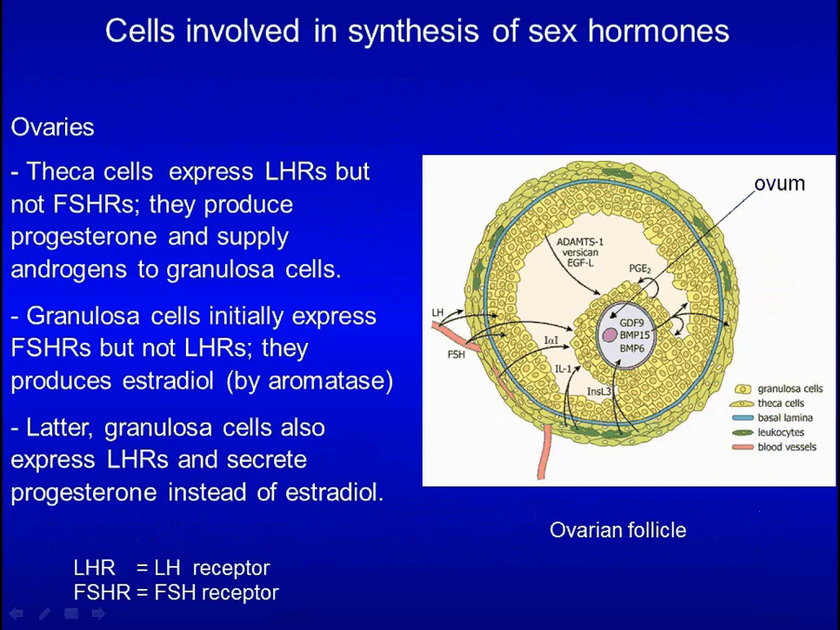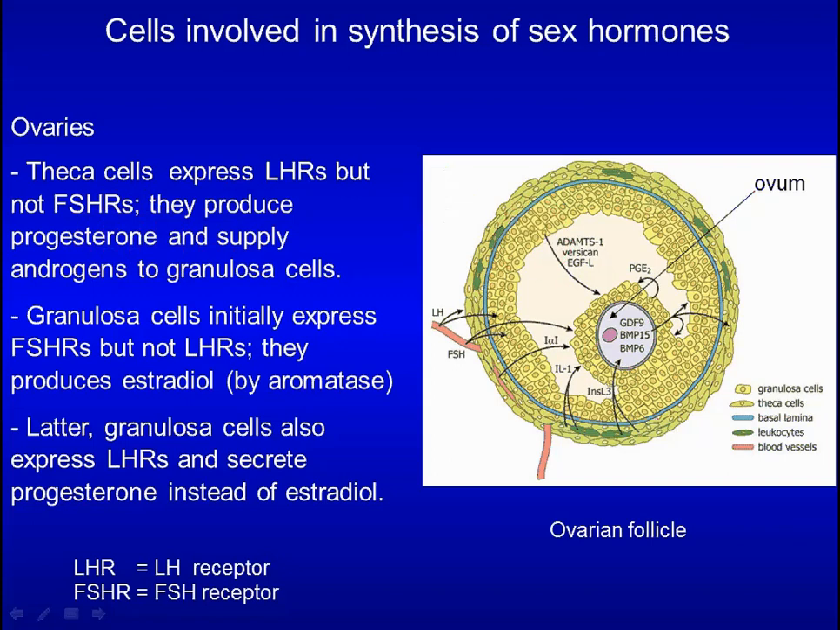Female sex steroids are synthesized in theca cells and granulosa cells in ovarian follicles. Here is an ovarian follicle. These are theca cells, and these are granulosa cells, and this is an ovum. Theca cells express luteinizing hormone receptors, but not follicle-stimulating hormone receptors. They produce progesterone and supply androgens to granulosa cells.